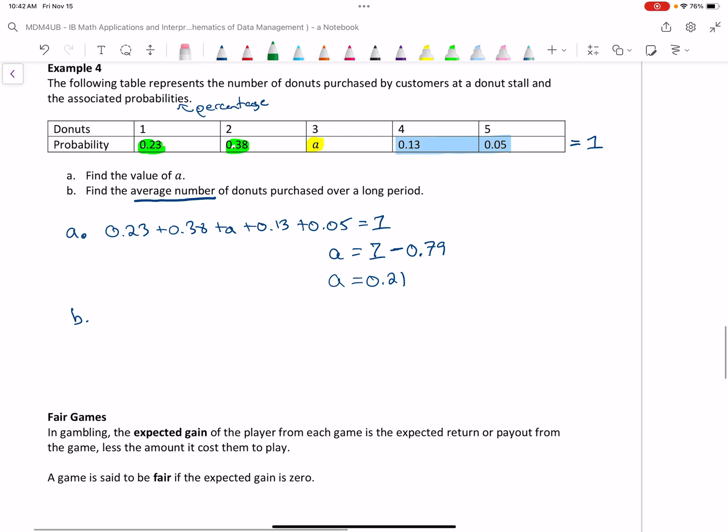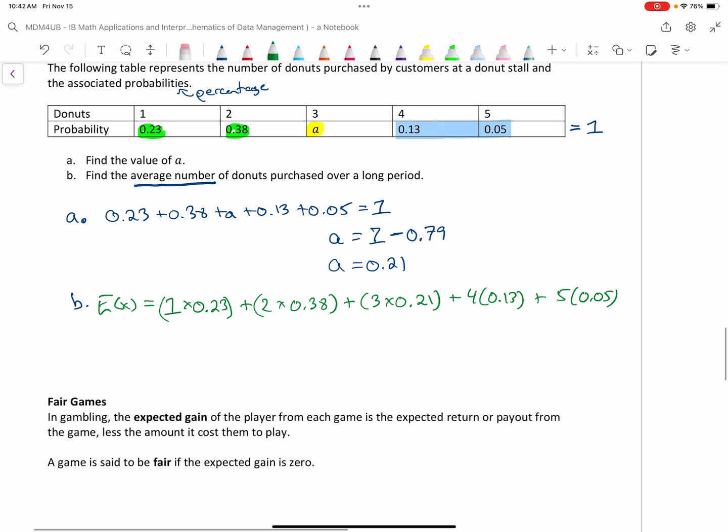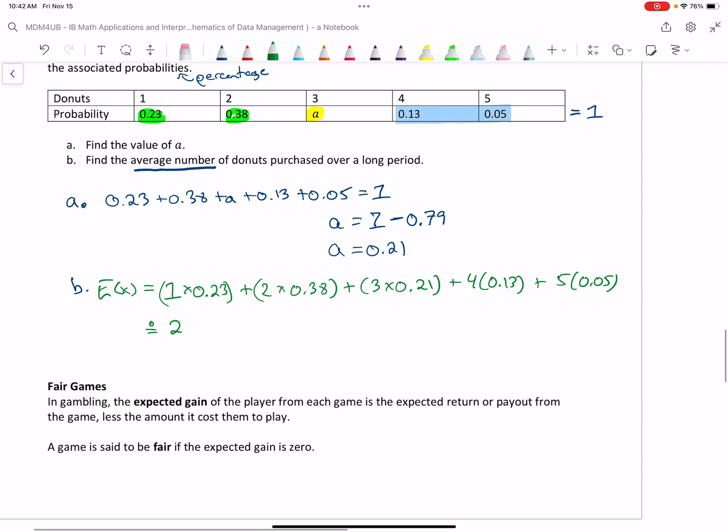So I've got expected value. I take each of the values. So the values here in this case are the number of donuts. So I got 1 times 0.23, plus 2 times 0.38. And I'm just putting brackets to separate them because it's going to be a long equation. You don't necessarily need them. And then we've got this one times what we found for A. And then you just keep going. And you would punch that all in. And again, I'll do it kind of quick. And you get 2.39 if I round it to 3 sig figs.